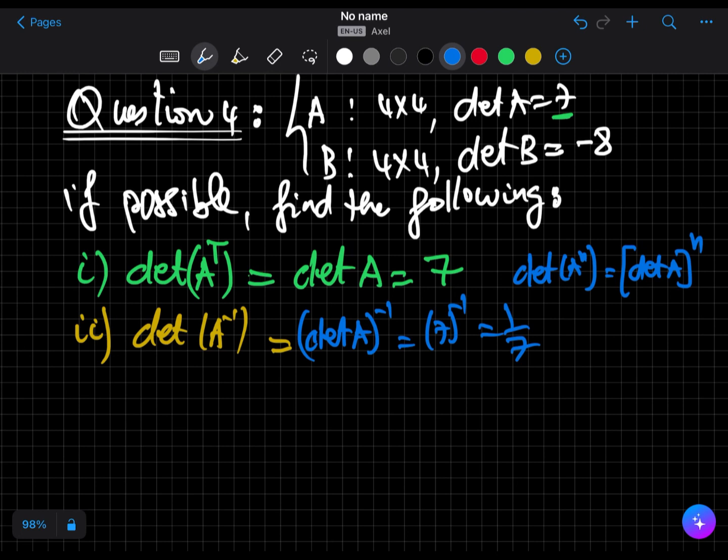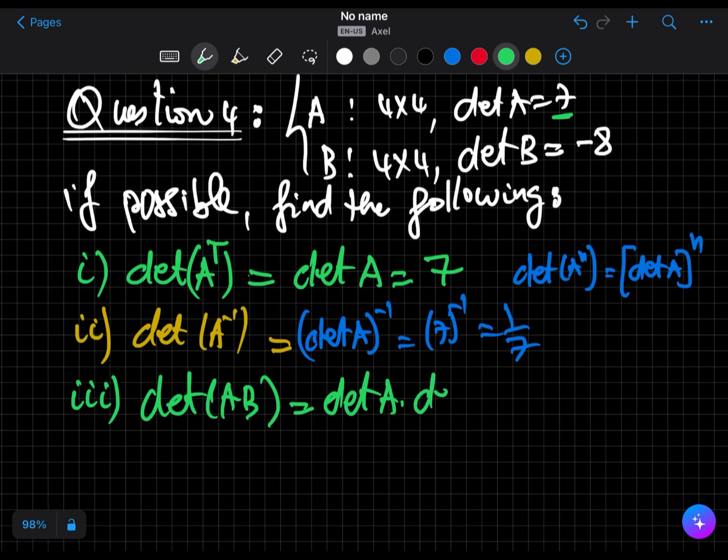So if I then look at the third case, where I'm asked to find the determinant of A times B, we also saw by the property of determinants that the determinant of the product of matrices is equal to the determinant of A times the determinant of B, which is 7 times minus 8, which is 56.